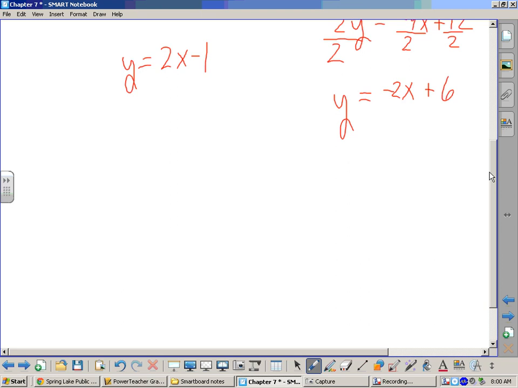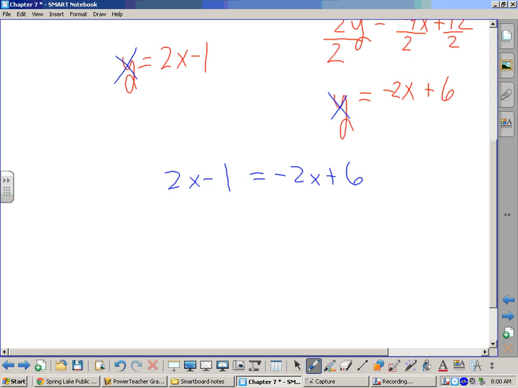So we're going to take 2x minus 1 and set that equal to negative 2x plus 6. Again, we're just going to get rid of the y for now. They're both equal to y. We're just going to set them equal to each other. And then we're going to come back and find y after we find x.